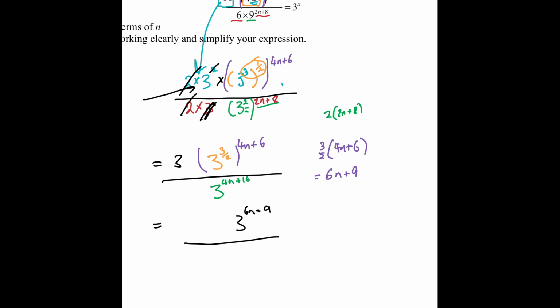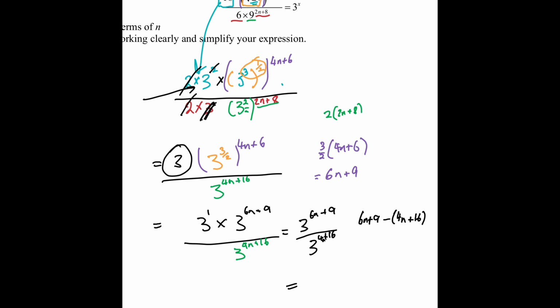Your denominator, we worked out already, was 3 bracket 4n plus 16. But not forgetting about the 3 here at the front. Remember, we've still got to multiply this in the numerator. Now, if a number hasn't got a power, we can put 1 in its place. So let's think about it. We can add the top powers now. We've got 3 to the 6n plus 9 over 3 to the 4n plus 16. Because we're dividing, we can subtract these. So you want to do 6n plus 9, take away, and use brackets here, because it's not just 4n, it's also taking away the 16.